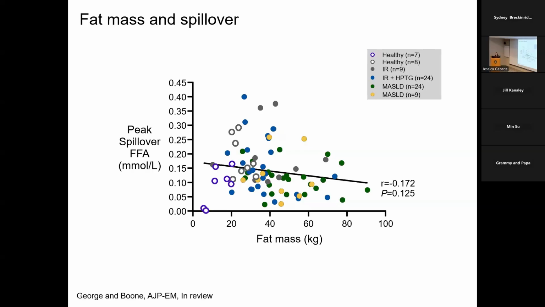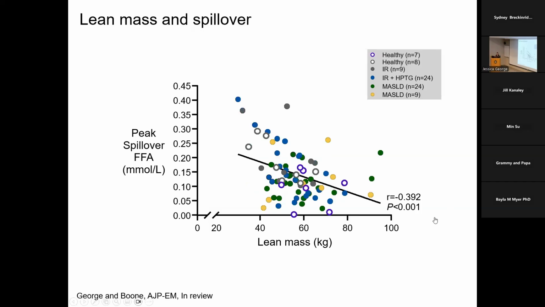Next, we wanted to test the effect of body composition on the spillover process. With fat mass in kilograms on the x-axis and peak spillover concentrations on the y, we have healthy subjects in the open circles, and the closed circles represent participants with metabolic disease. We found a negative and non-significant relationship between fat mass and spillover. We do think that meal is clearing to adipose tissue. It did not appear to correlate with fat mass, but it did with lean mass.